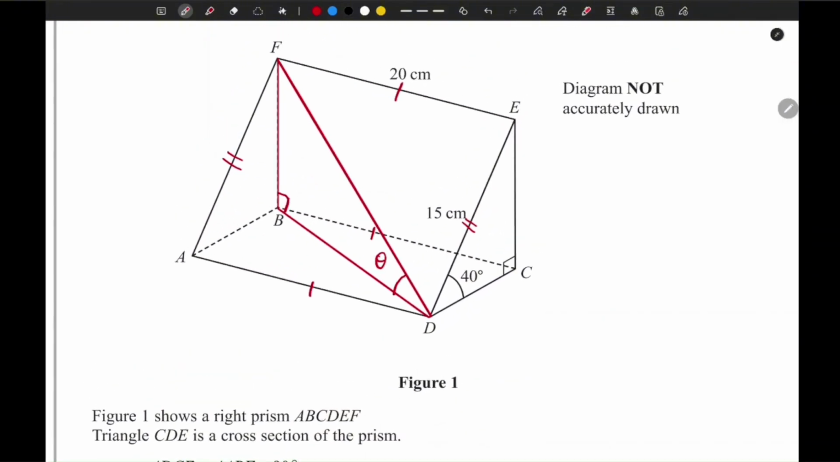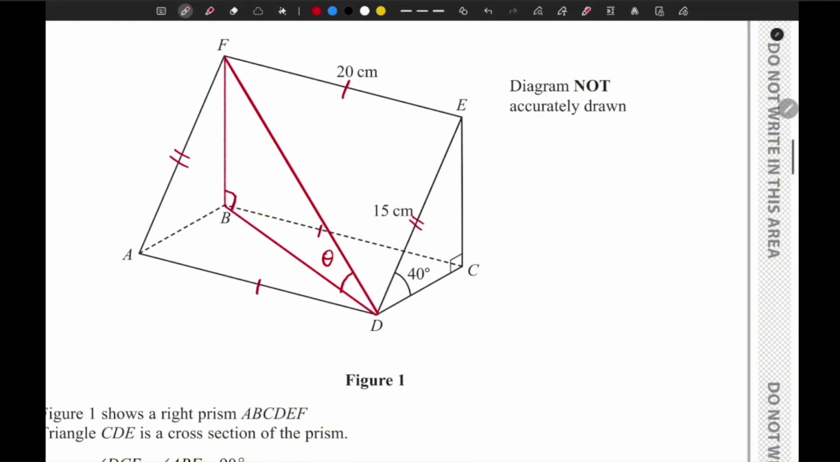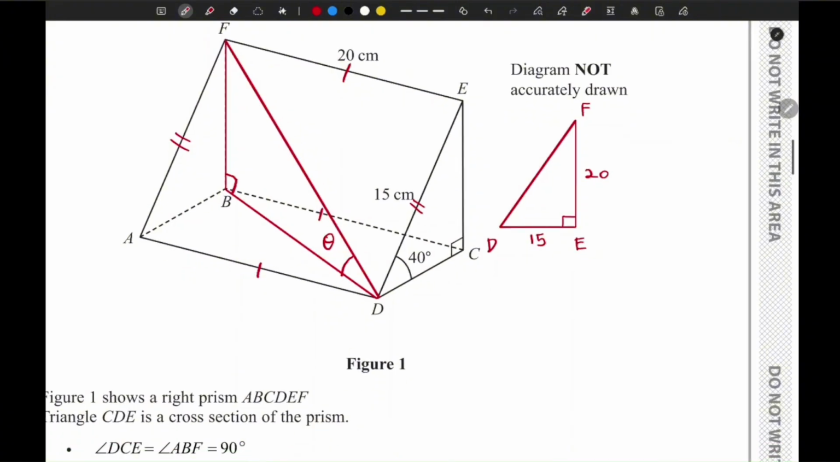So first of all, we can calculate the length FD, because as you can see, this forms a right angle triangle, which is this is F and this will be D and this is E. This is 20 centimeters and this is 15, and we can calculate the length of FD using Pythagoras' theorem. So this will be 25 centimeters.